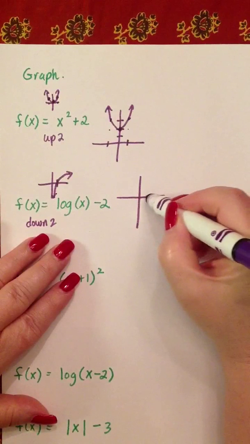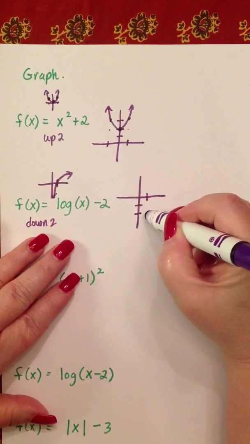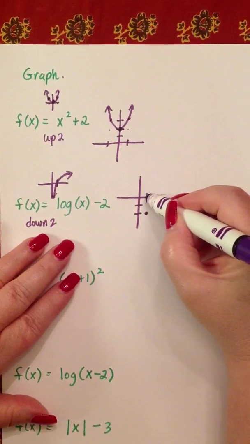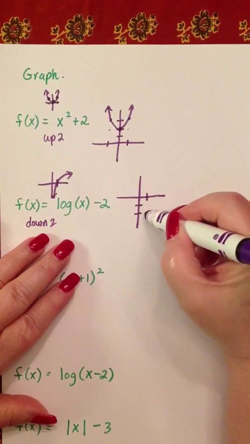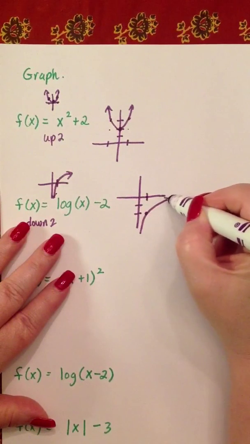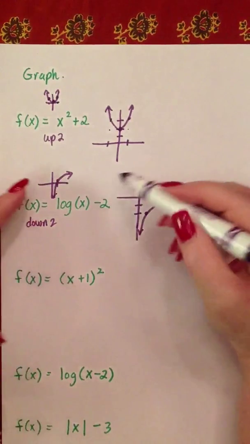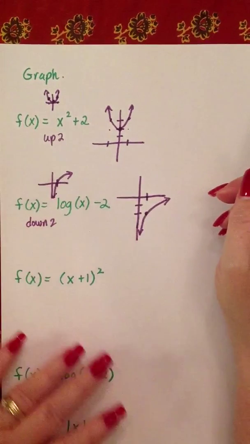So normally it goes through this point, but now I'm going to shift it down 2, so it goes through this point. So instead of going through here, I should go down 2. 1, 2. And then it'll just kind of go like that. It's still going to be asymptotic at the y-axis, but it was just shifted down 2.